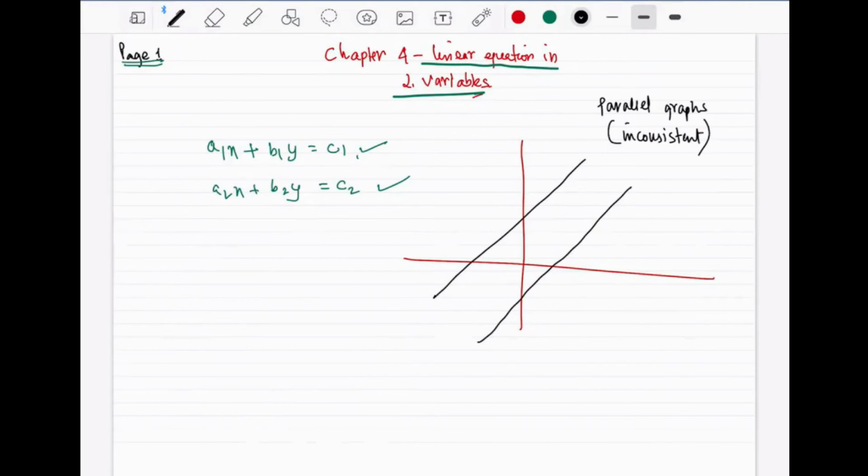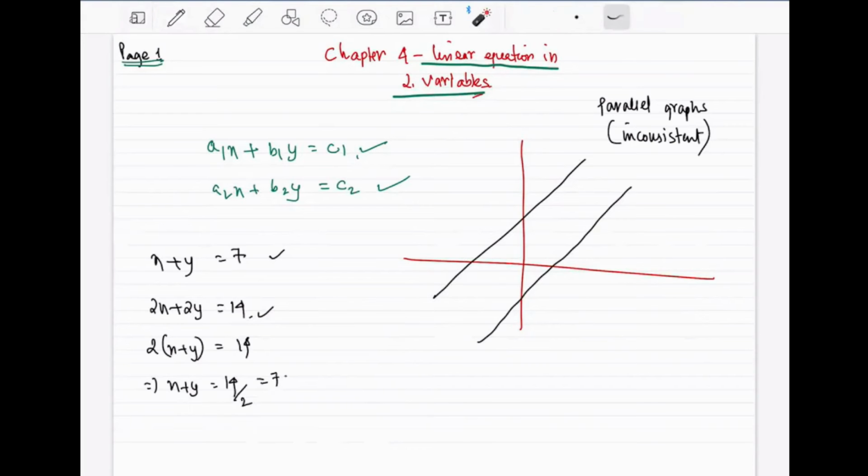Another possibility, if I have these two equations: x plus y is equal to 7, and another equation like this. There are two equations, but if I change this, I can take out the 2 as common factor, take the 2 to the other side, x plus y is equal to 14 divided by 2, so we get 7. These two equations are the same, right? That means if we are given equations of the form x plus y equal to 7 and 2x plus 2y is equal to 14, they represent the same equation.